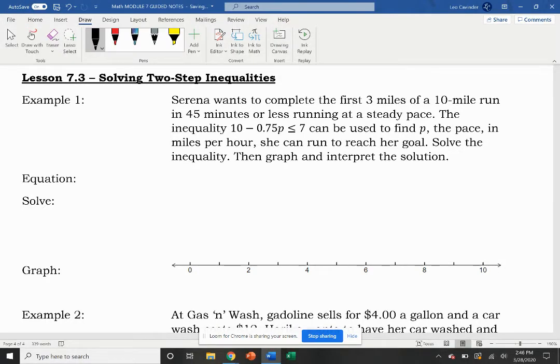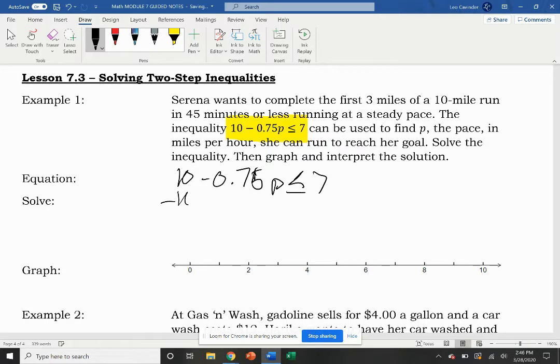The inequality 10 minus 0.75p is less than or equal to 7 can be used to find p, the pace in miles per hour she can run to reach her goal. Solve the inequality, then graph and interpret the solution. So first of all, it already gave us the inequality itself. Because it's already done that, we can just solve for that.